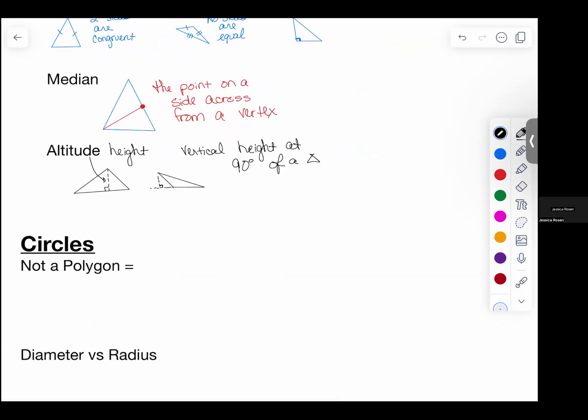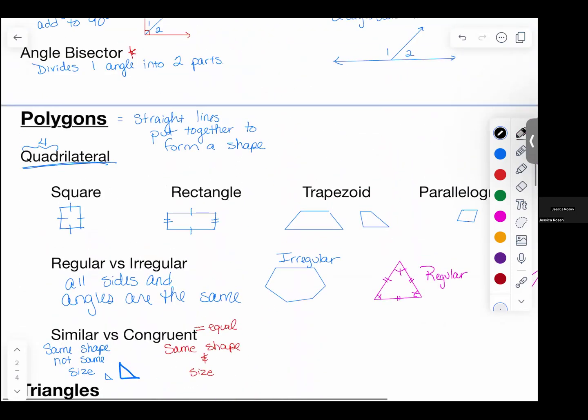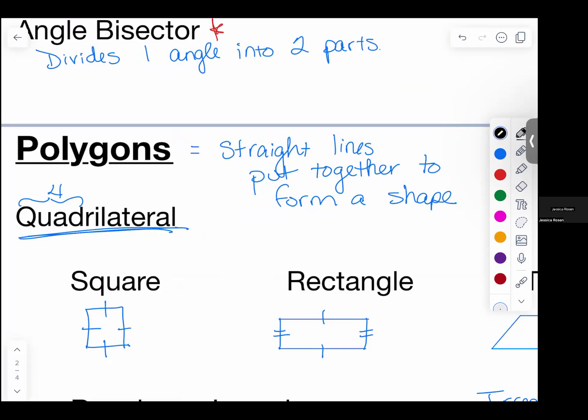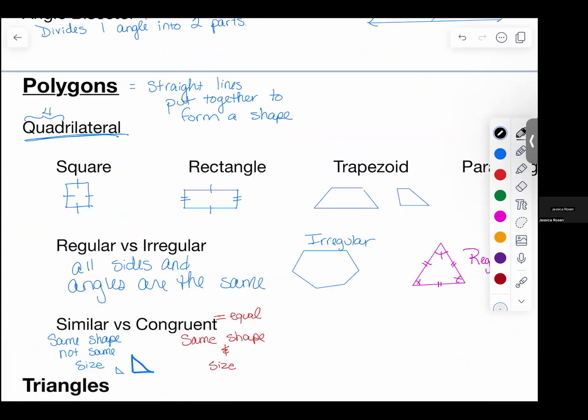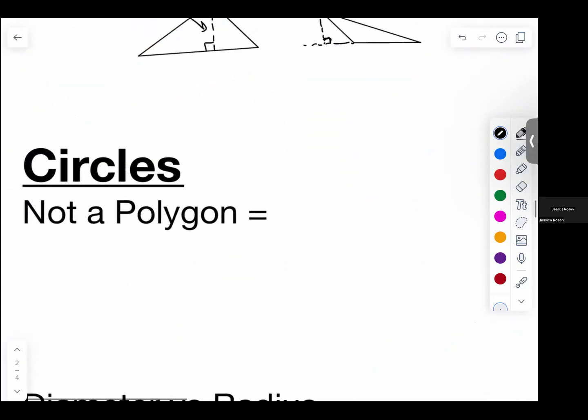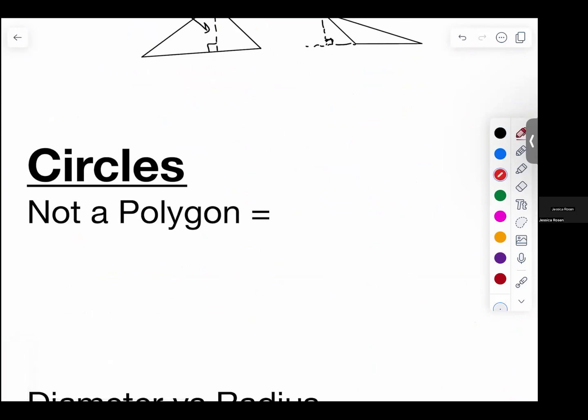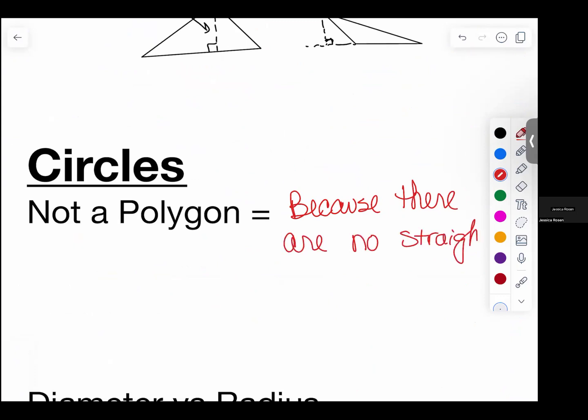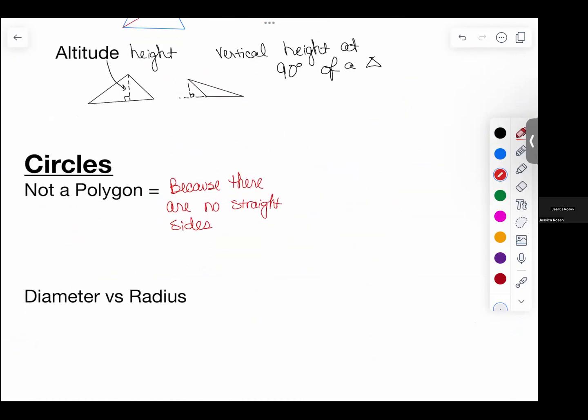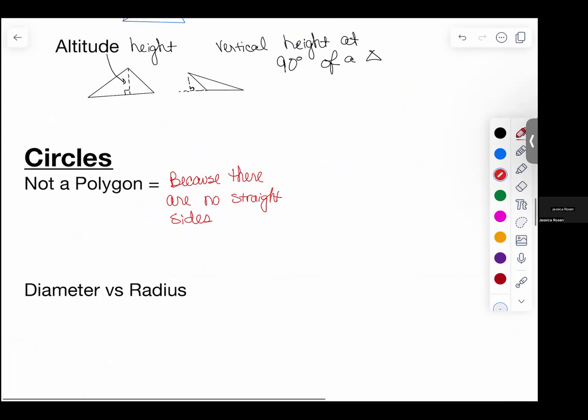Now, circles are not a polygon. Our definition of polygons was straight lines put together to form a shape. And because a circle has no straight lines, it is not a polygon. So I just want to make sure that you know circles are not polygons because there are no straight sides. Okay, so it's the only shape that's not a polygon that encloses space.